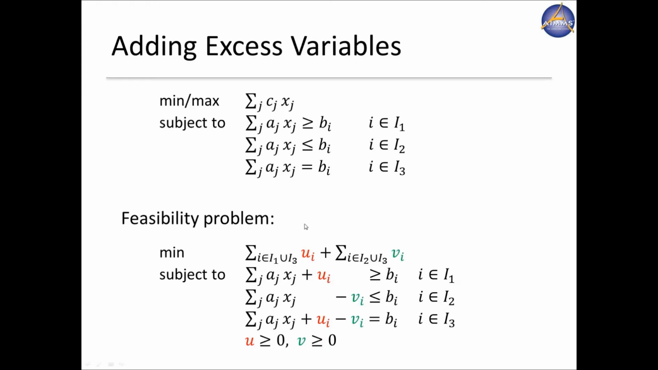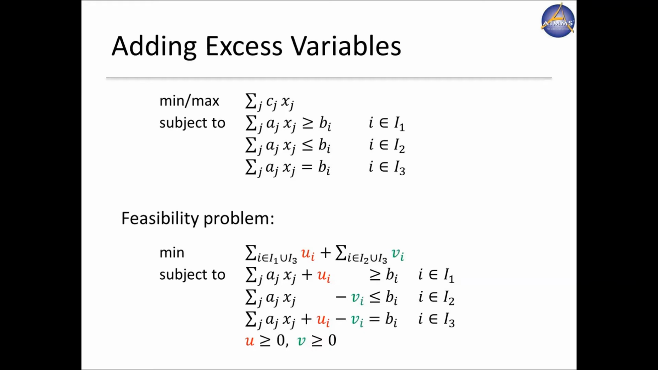And then you can create what we call a feasibility problem by adding excess variables. In this case, we have a variable u that denotes a positive violation and a variable v that denotes a negative violation. The positive violation is added to the greater than inequalities and to the equality constraints. The negative violation is added to the less than constraints and the equality constraints, and both u and v are non-negative. So the idea is to minimize the sum of the infeasibilities, and in this case we have weights of 1 for u and v, but the weights could also be different as long as they are positive.